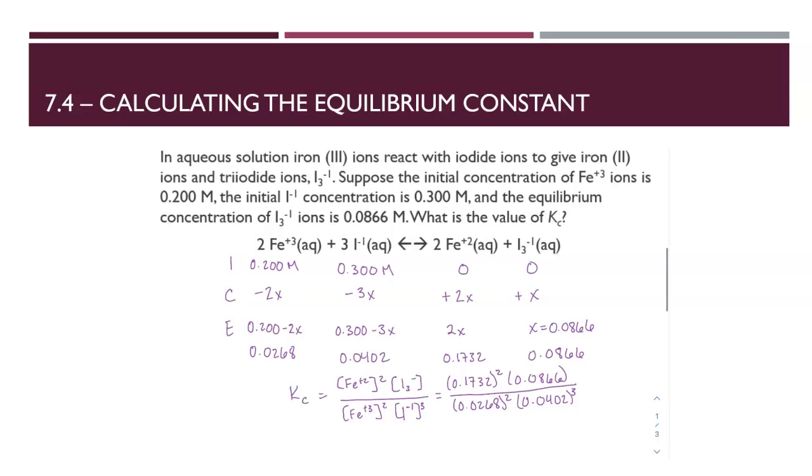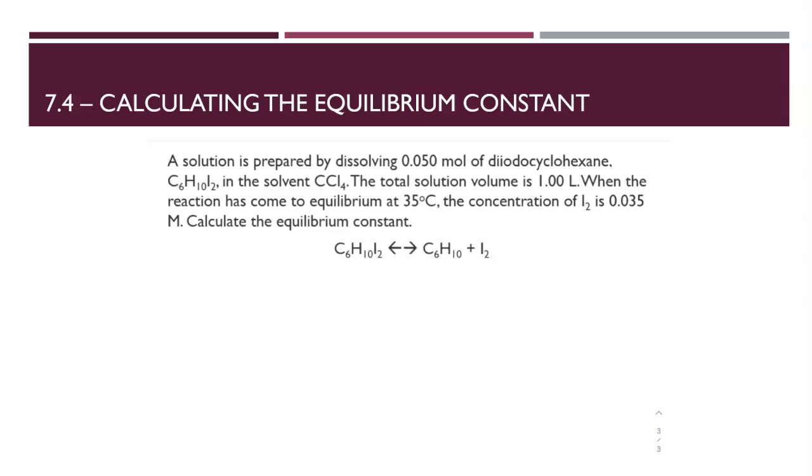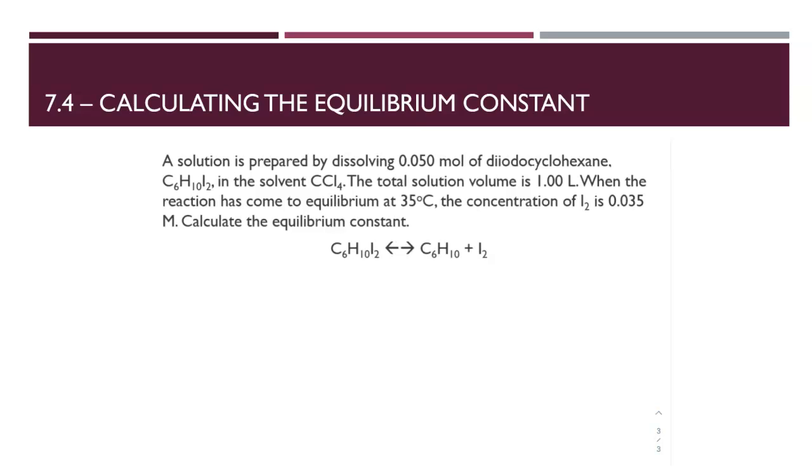So then when I calculate that out, I get an equilibrium constant of 5.57 times 10 to the negative 4th. And there we are. That's our equilibrium constant. So that would be, it says, what is the value of Kc? That is our answer.